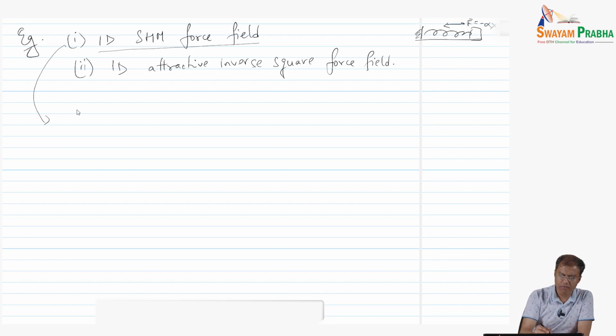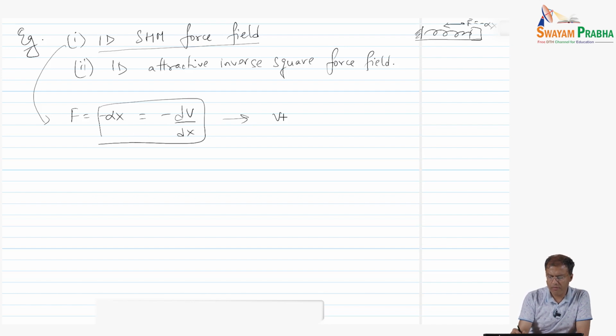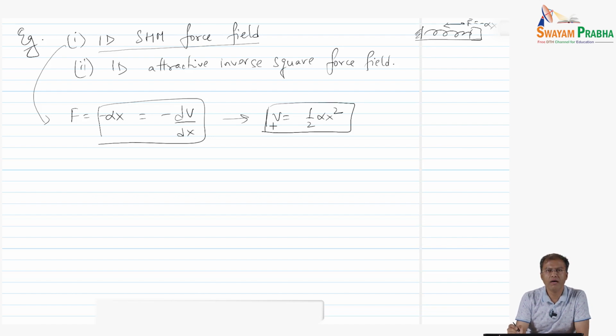So in the first case we have F is minus alpha x, and if we set it equal to minus dV dx, where V is my scalar potential, I can integrate this equation to get that my potential comes out to be half alpha x square. So my potential energy of the spring is half alpha x square.